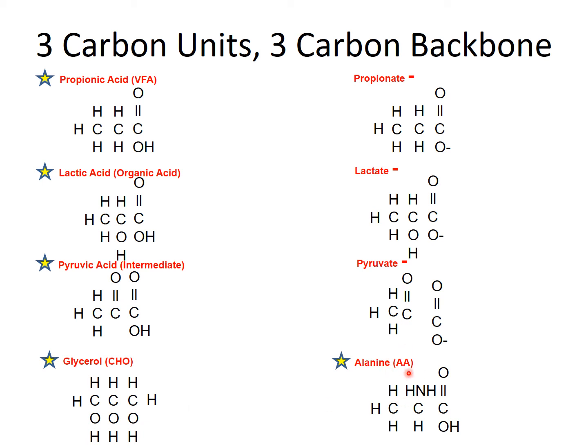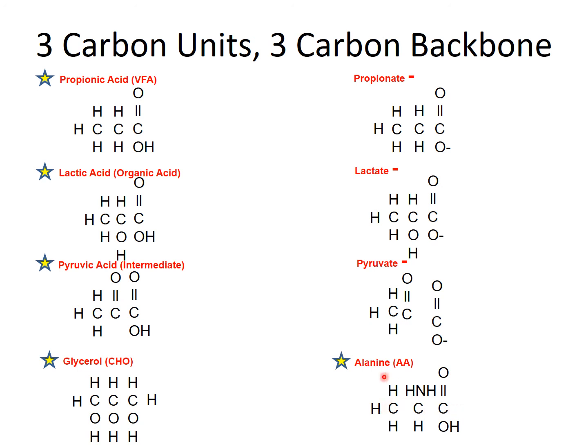Alanine is an amino acid. We have the amino group here attached to the second carbon. Normally we think of it as H, nitrogen, carbon, carbon. Alanine's got that R group of a methyl group. So HCC is how we think of the amino acid, but we're thinking about the 3 carbon units here going through.